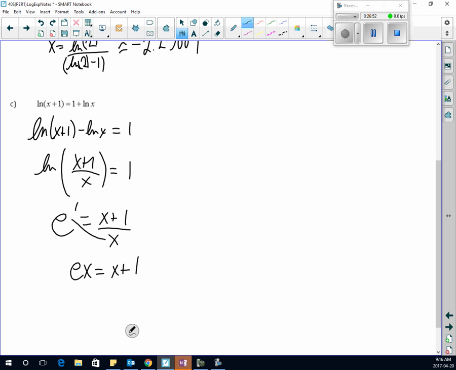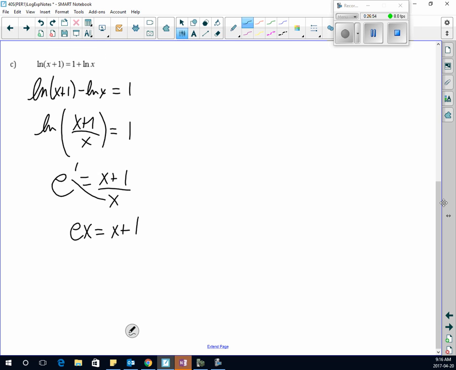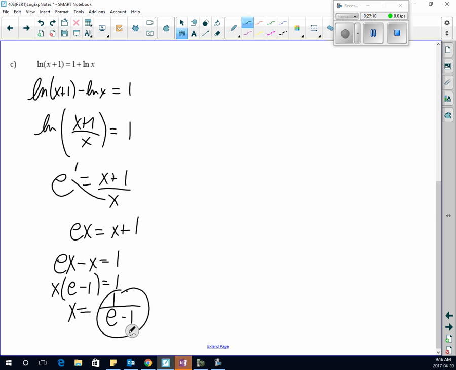How do you solve for x? You need to get the x's to one side. So ex minus x equals 1. Factor out the x. X bracket e minus 1 equals 1. So what does x equal? 1 divided by e minus 1. And that's your answer, because this would be on the non-calculator part.